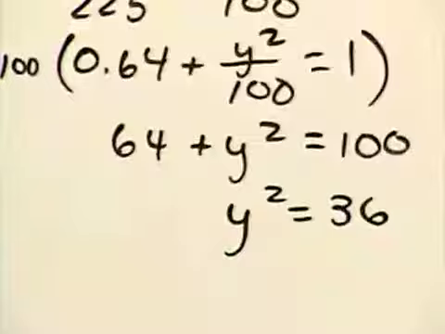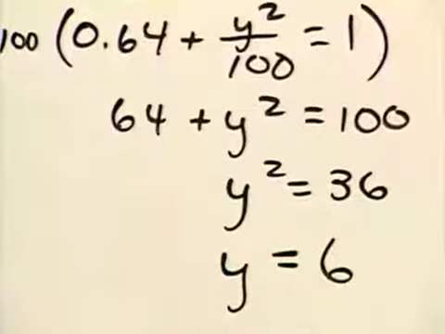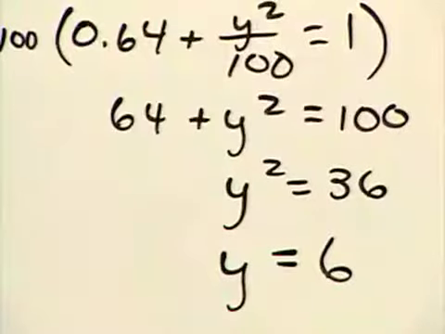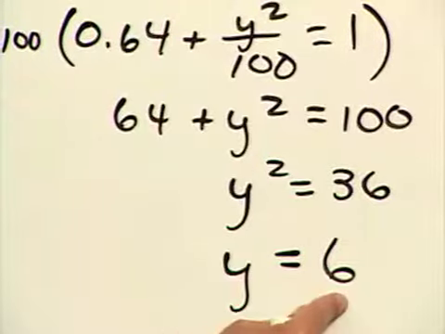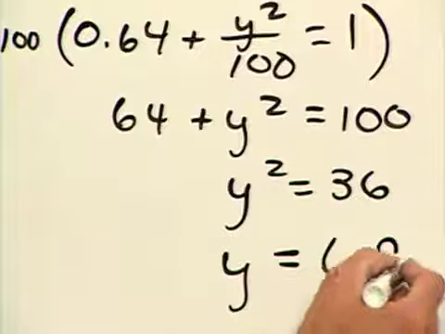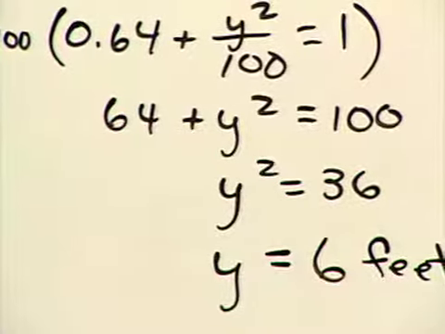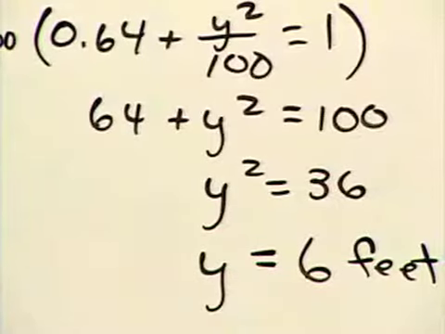Now using the square root property, I get y is equal to 6. I didn't put plus or minus 6 there because we're talking about how high the arch is, 12 feet from the center. So what we have here is just the positive 6 representing 6 feet. So one more time to answer the question, the height of the arch is 6 feet at a distance of 12 feet from the center of the creek.